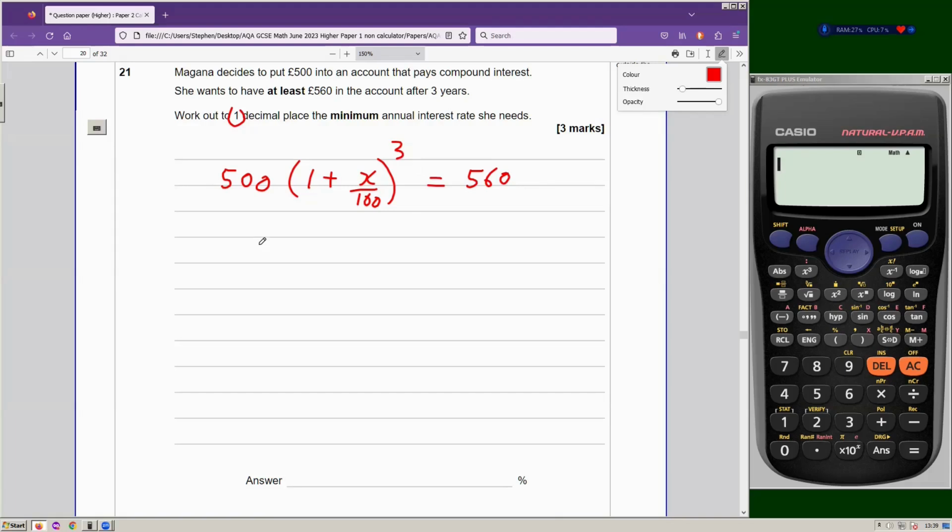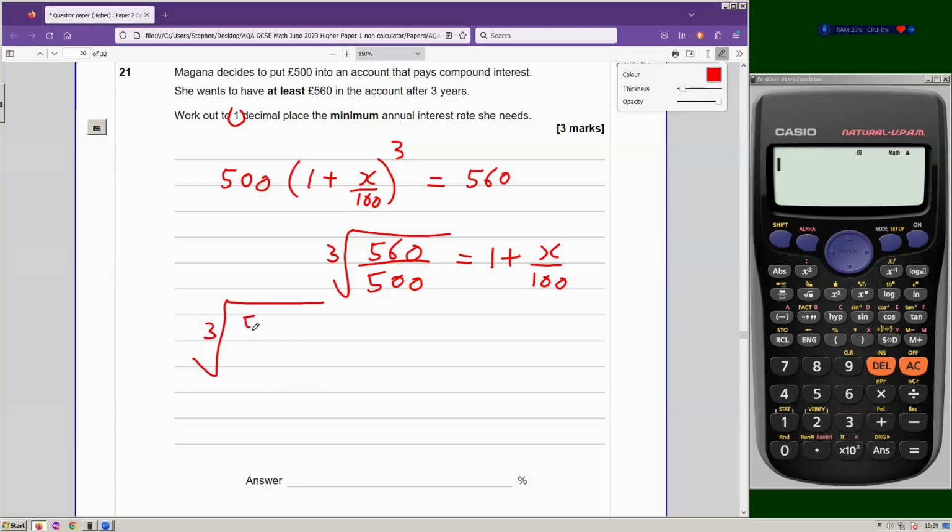So what I can do is I can say 560 divided by the 500, cube root it, because of the cube there, will equal 1 plus X over 100. Okay, so now if I go cube root 560 over 500, minus the 1, because of that 1 there, that will equal X over 100. We'll see what we get.